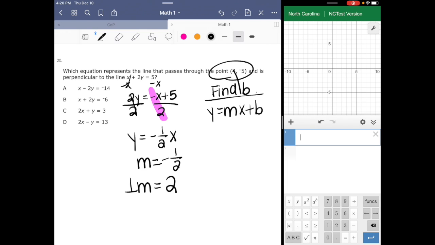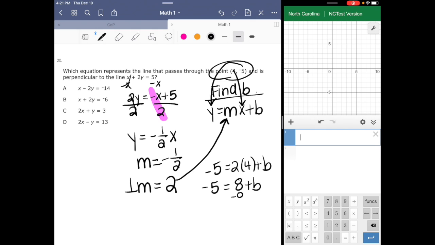If I'm going to plug it into y equals mx plus b, I'm going to take my 4, plug it in for x. I'm going to take negative 5, plug it in for y, and 2, plug it in for m. So this is going to become negative 5 equals 2 times 4 plus b. So negative 5 equals 8 plus b. And then we're going to subtract 8, and we get b equals negative 13.